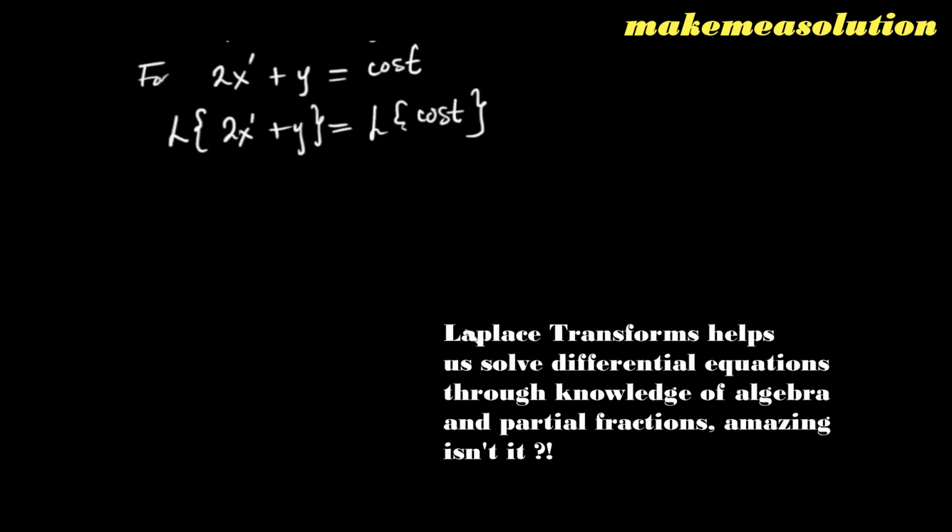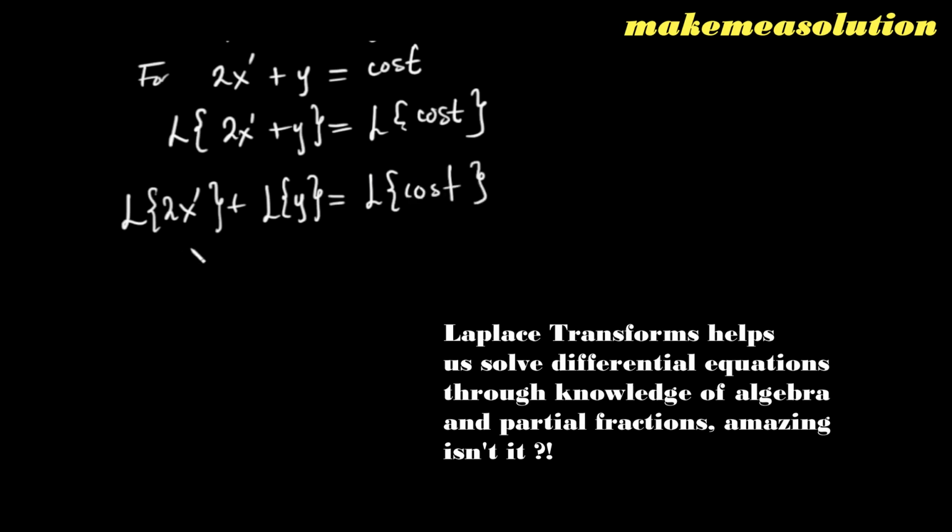So let's see what we're going to get. Applying the principle of linearity, we want to find the Laplace transform of 2x prime plus the Laplace transform of y is equal to the Laplace transform of cos t. So if you resolve this, you're going to get 2. Now 2 is a constant, so it won't be affected.